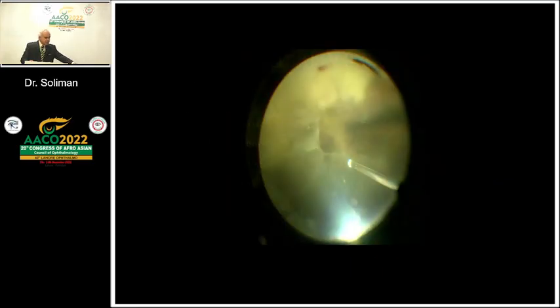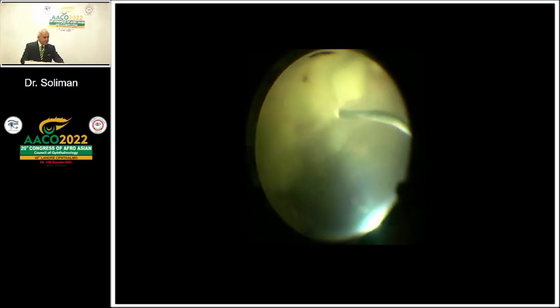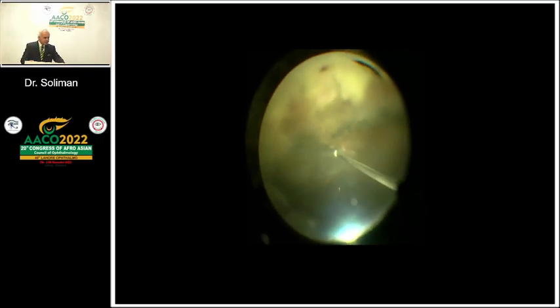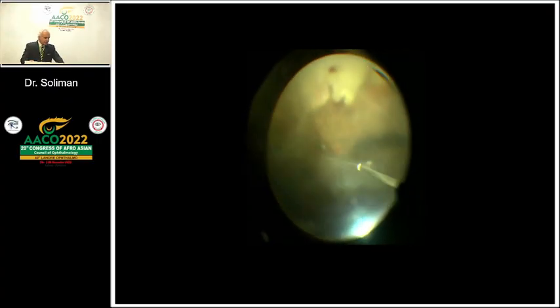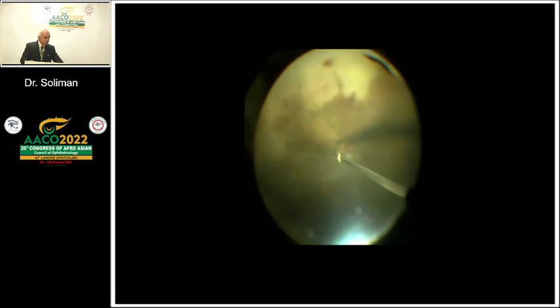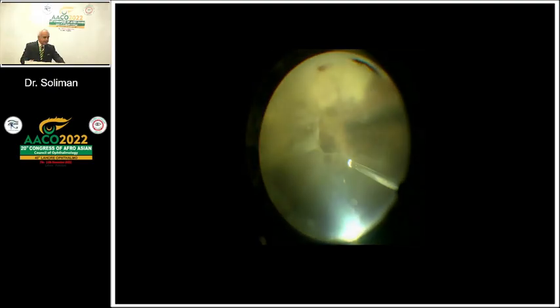So this is one of the patients, this is typical. I don't know if you've seen that. I showed that earlier in the morning. So this is typical with a severe vitritis.